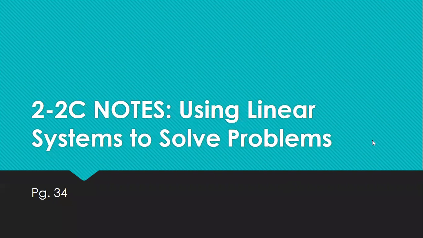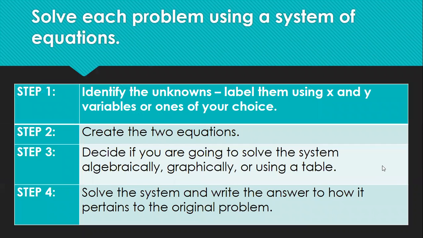All right, so let's begin. Steps we're following: identify the variable, create the equation, and decide whether we're going to solve it algebraically, graphically, or use a table. I'm assuming you mostly are going to always vote for graphically in here. Yes. 34. And we're going to solve the system.